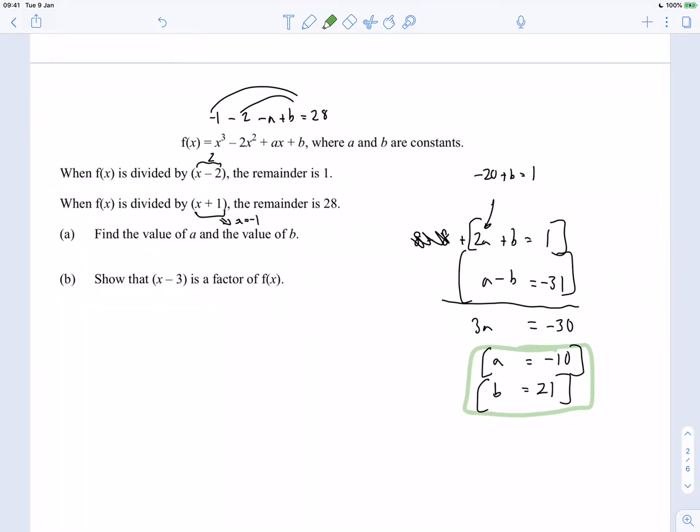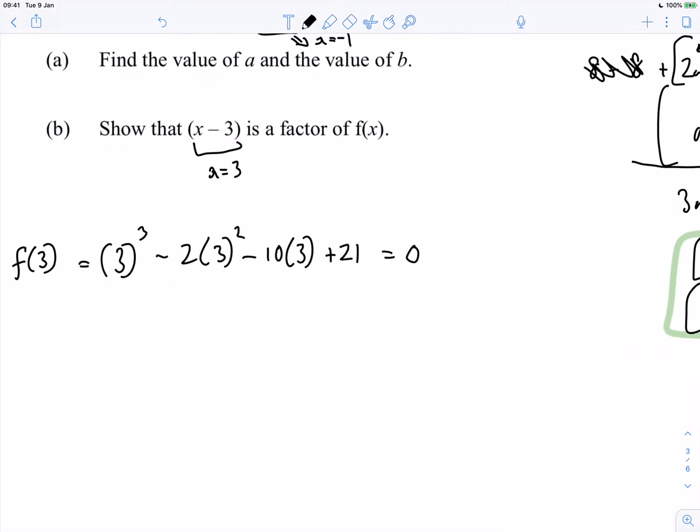For part B, show that x minus 3 is a factor. Okay, so if x minus 3 is a factor, that means I need to let x equal 3 and show that when I substitute that in, it gives 0 for f of x. So 3 cubed minus 2 lots of 3 squared plus a, which is minus 10 lots of 3, plus b, which is 21. I need to show that equals 0, and this is when f is having an input of 3.